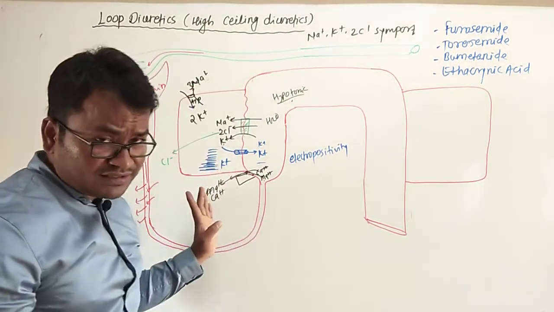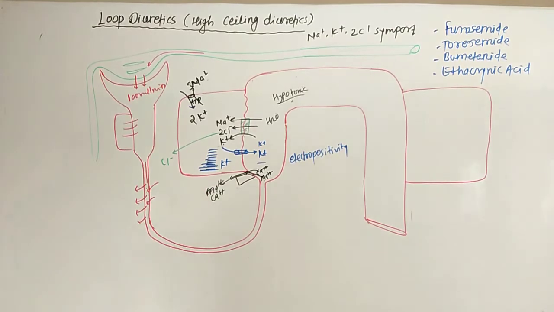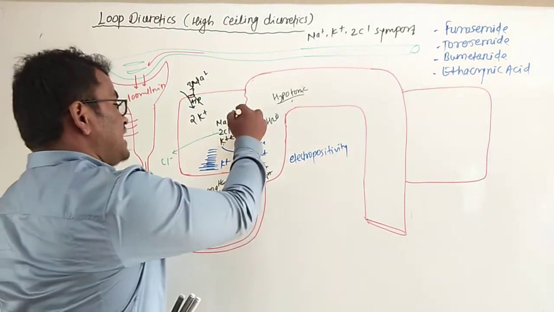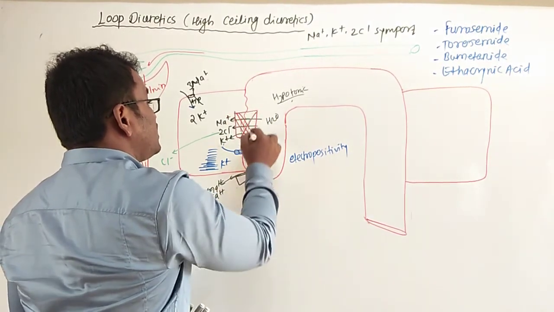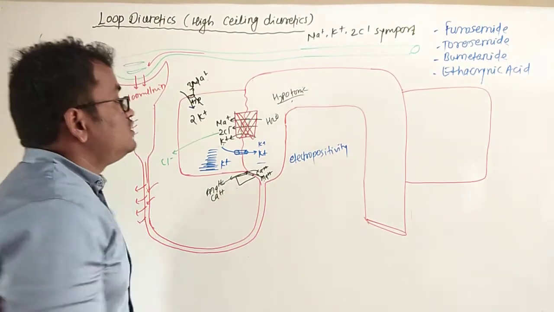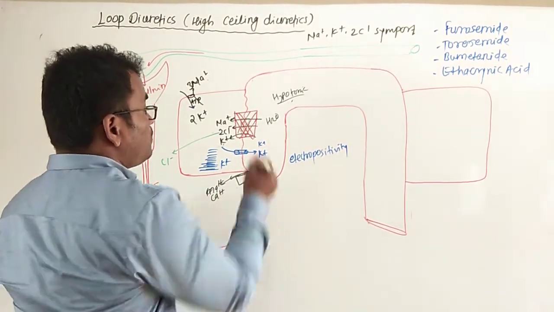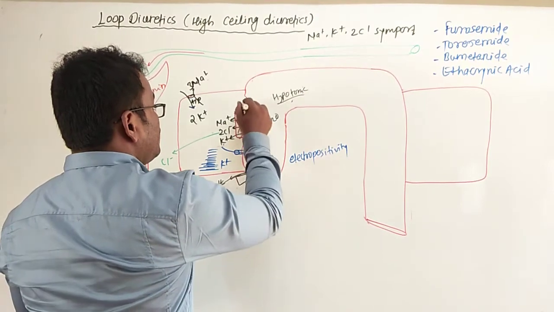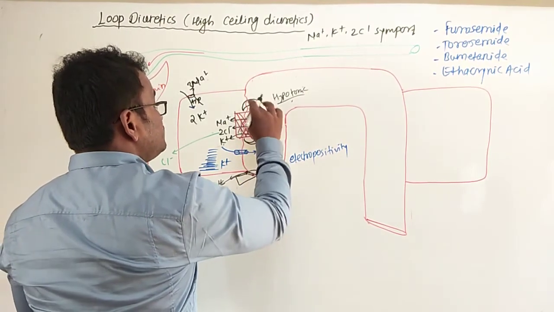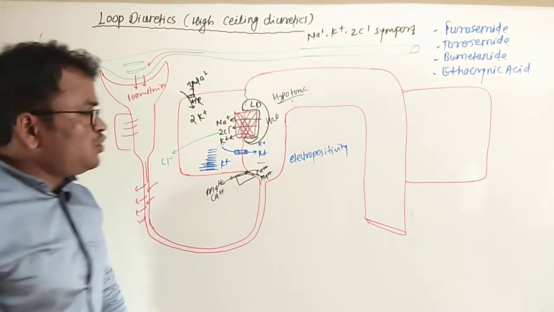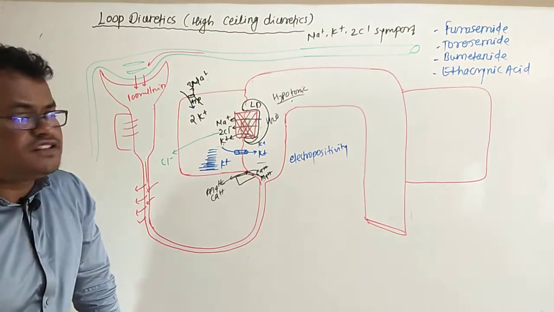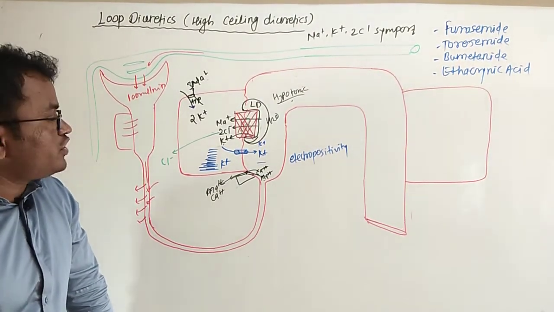So first note down this point. How do loop diuretics actually work? Loop diuretics block this transport. Which transport? The sodium potassium 2 chloride transport. They block this point. So what will happen if these loop diuretics block this symport, that is sodium potassium 2 chlorides?